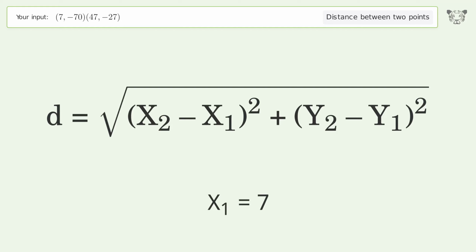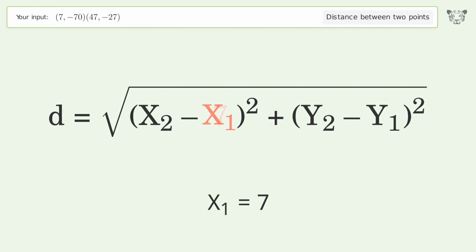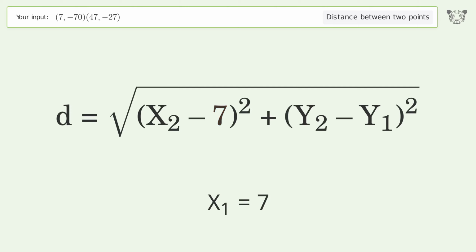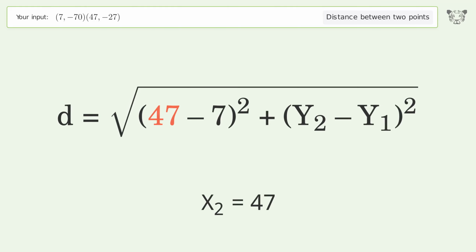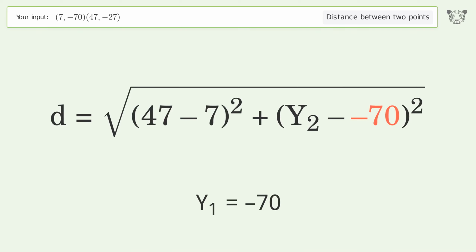x1 equals 7. x2 equals 47. y1 equals negative 70. y2 equals negative 27.